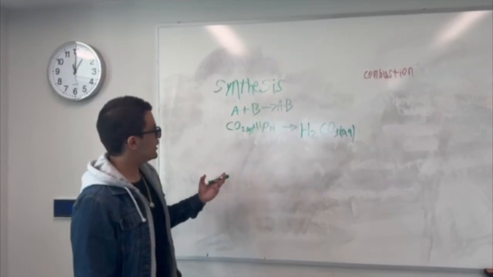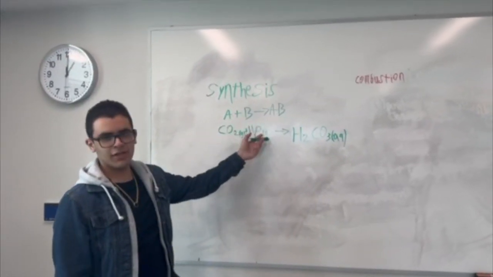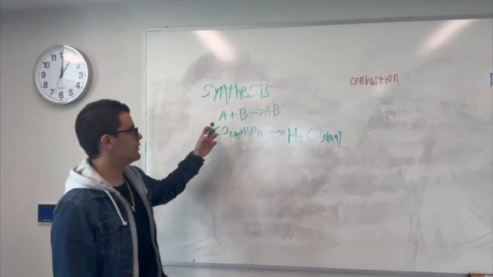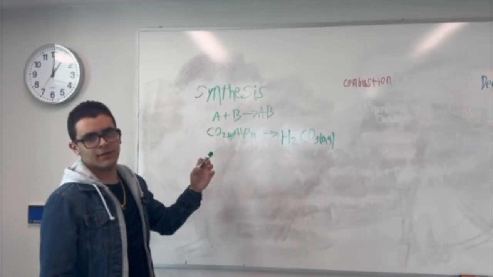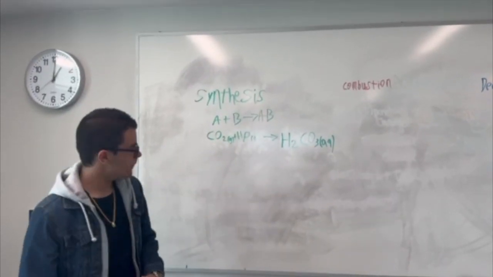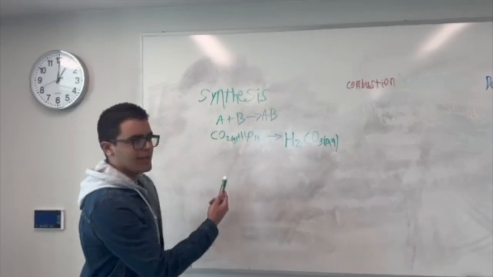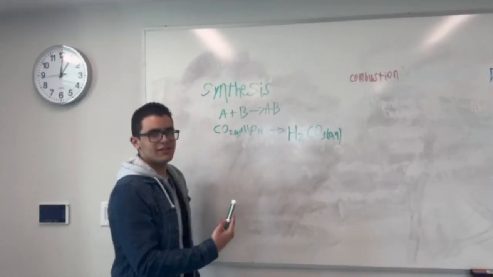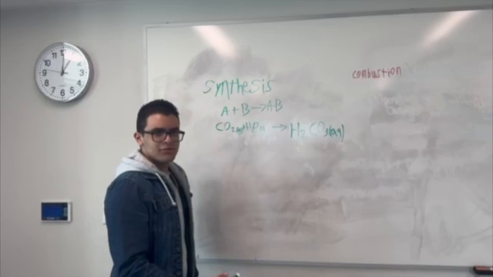So the Spartan version, it's basically A plus B equals AB, which is basically two elements, or two compounds, mixing together to form a singular compound. For example, we have CO2 and H2O, which then turn into H2CO3.